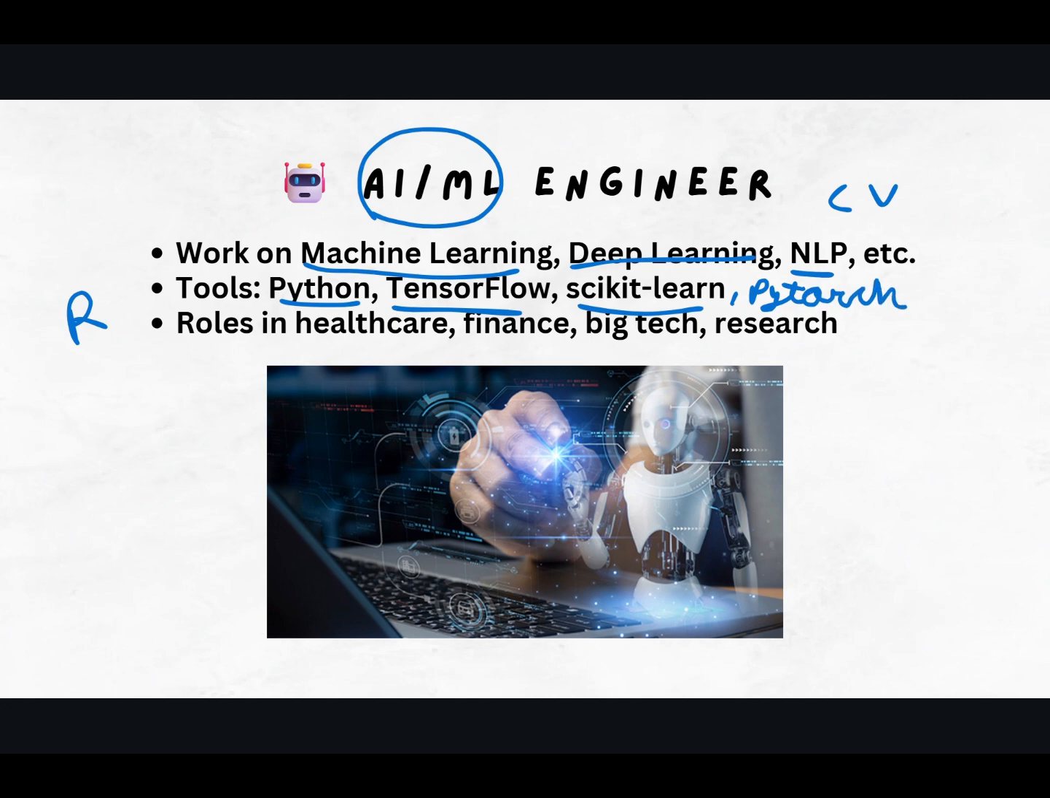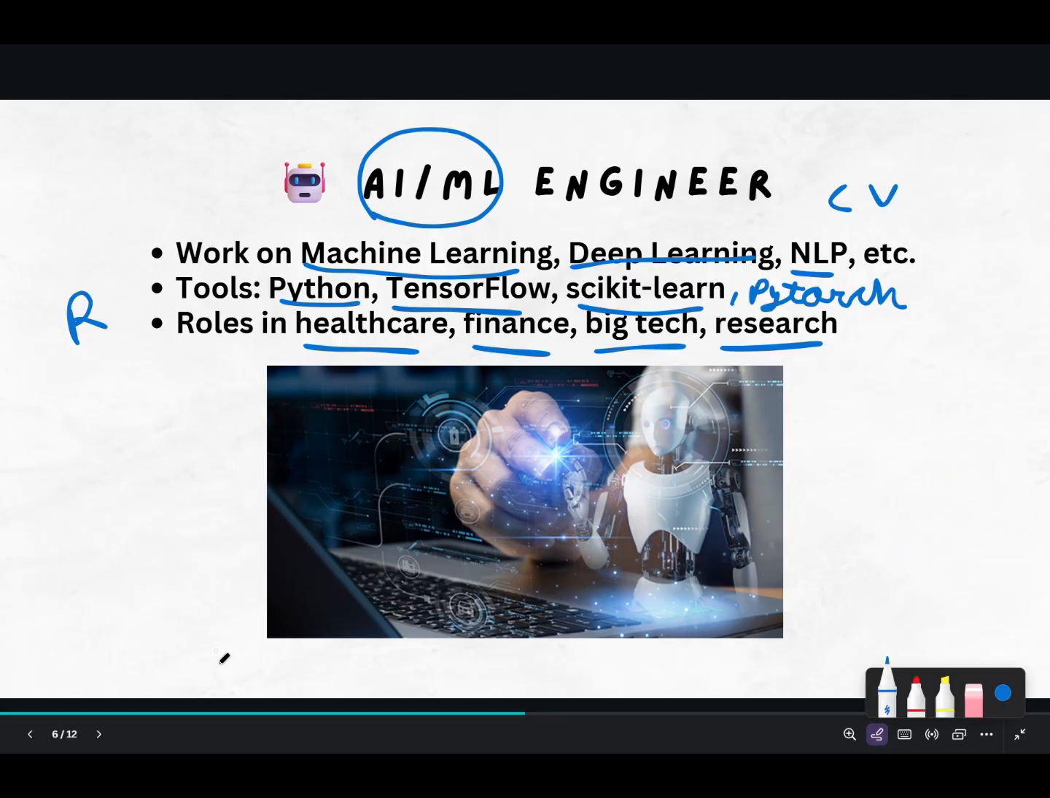Okay. So all of these are ML tools, and roles are in healthcare, finance, big tech and even research. Right? So that's how you can become an AI ML engineer. And basically you will train large models or maybe use LLMs, pre-train them and modify them, fine-tune them. That's what an AI ML engineer does.